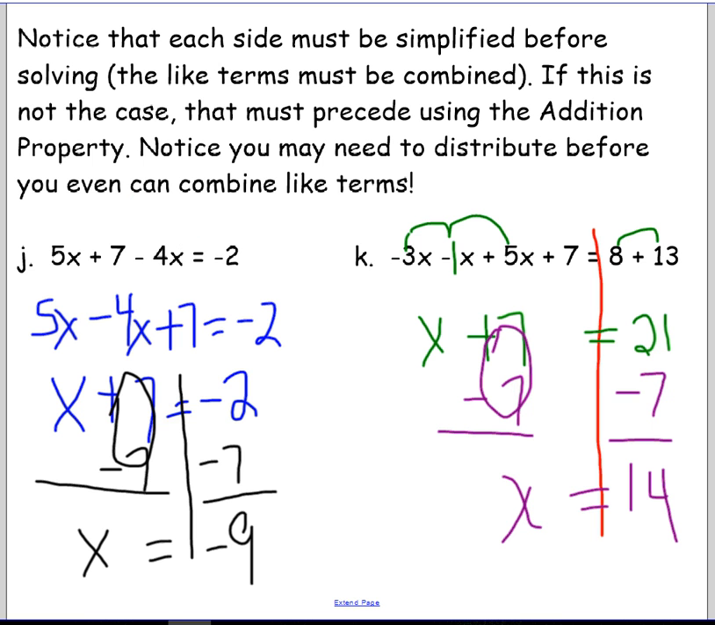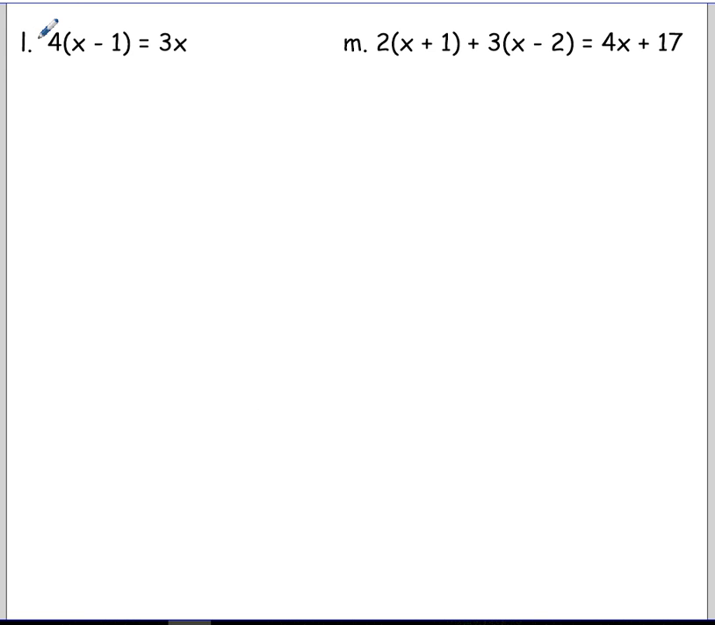Let's look at a couple more. For L, we have a distribution that we need to do. So again, let's simplify this left-hand side. 4 times x is 4x. And don't forget to do 4 times 1 is 4. So subtracting 4 is equal to 3x.